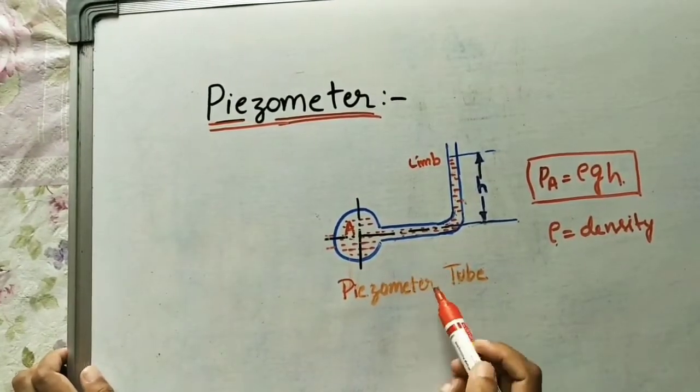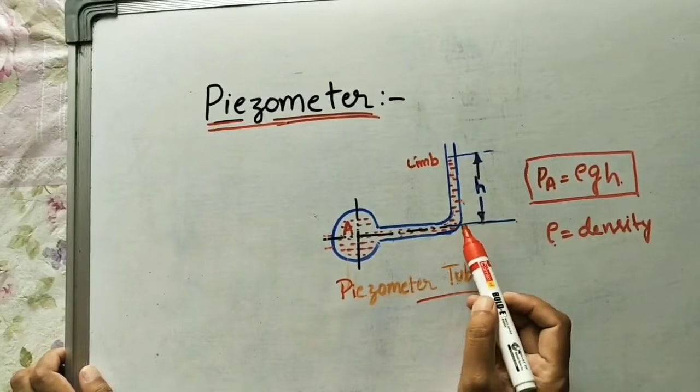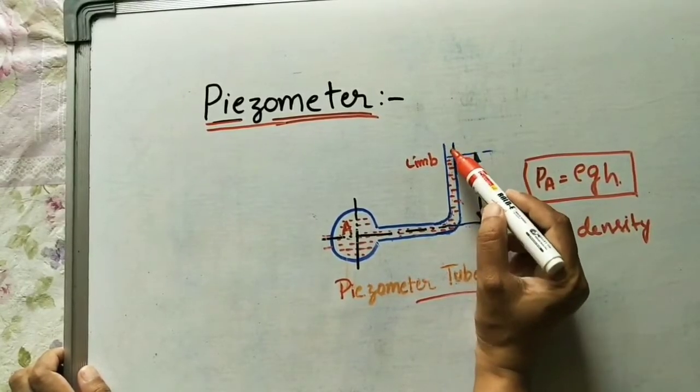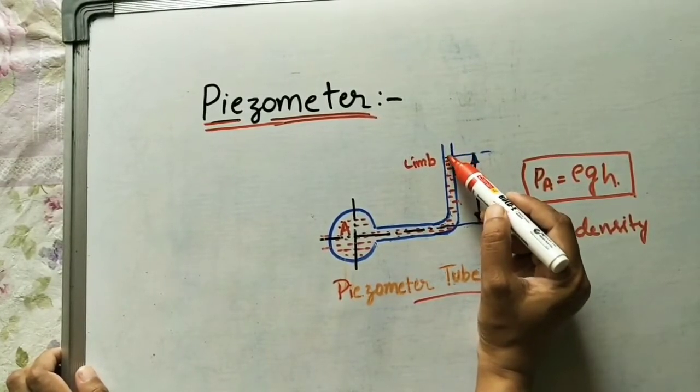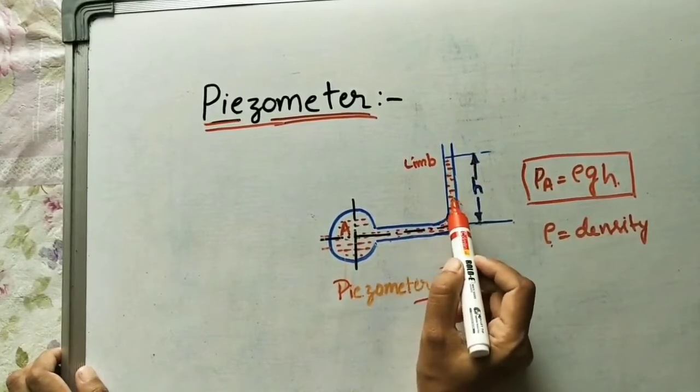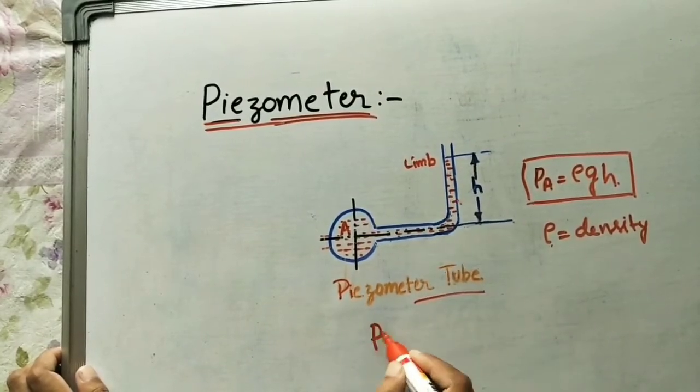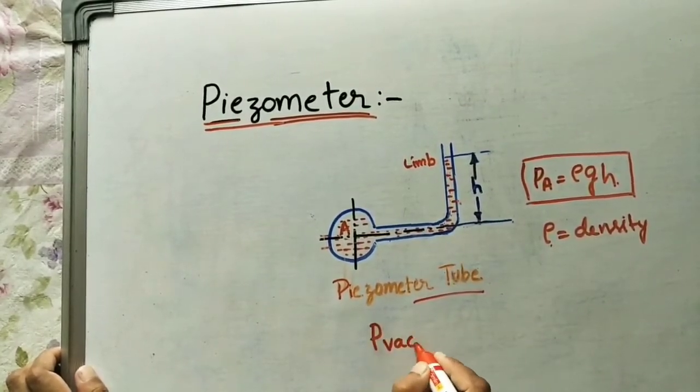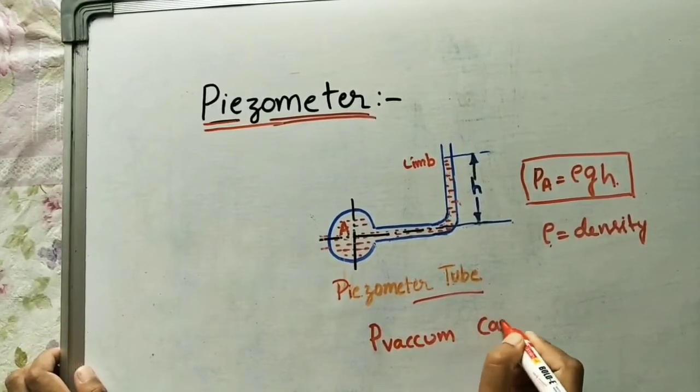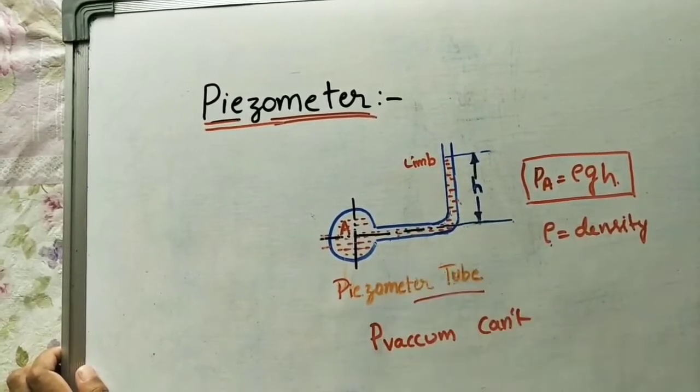So by using this piezometer tube, we can find gauge pressure. Because it is open to the atmosphere, negative gauge pressure or vacuum pressure can't be found by using this. This is the main disadvantage. Vacuum pressure can't be measured by using this piezometer.